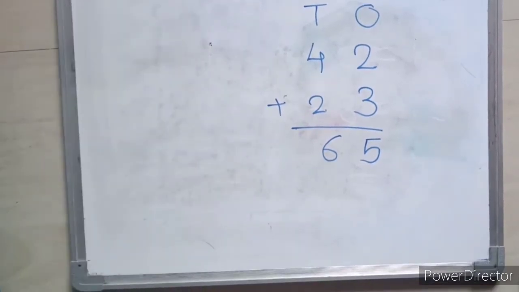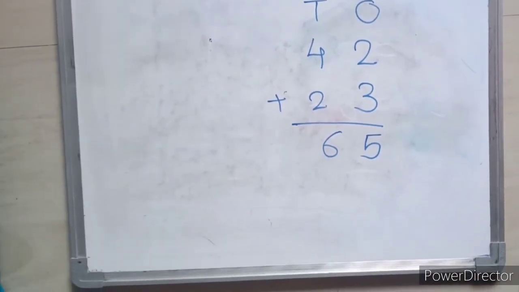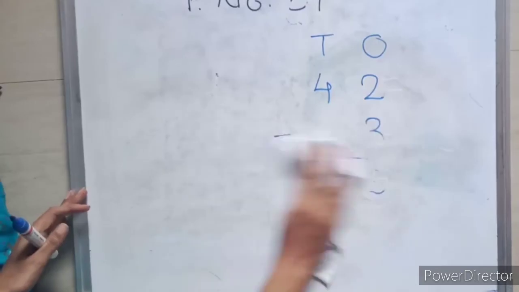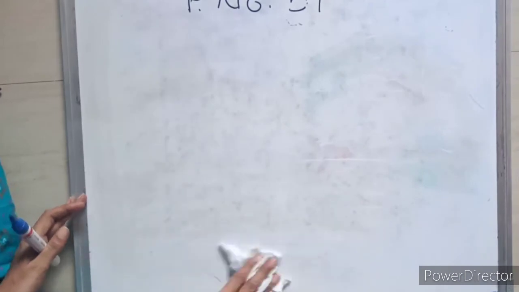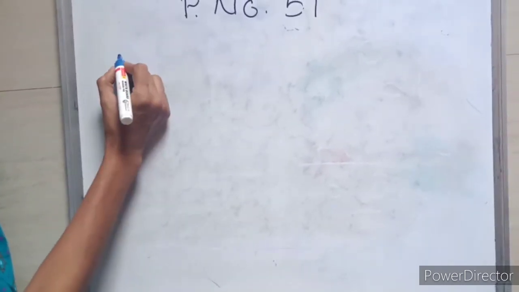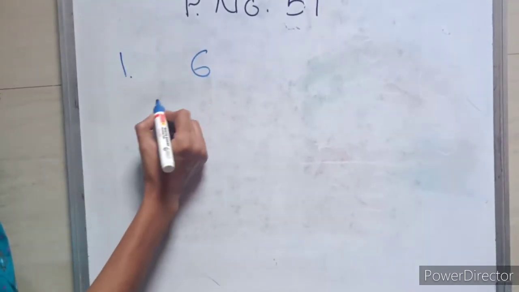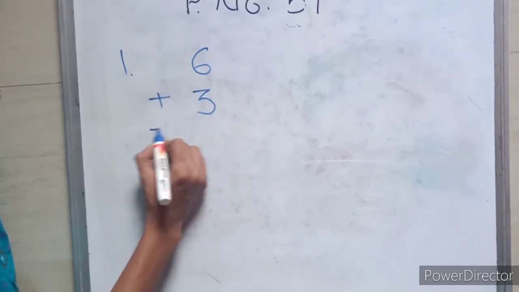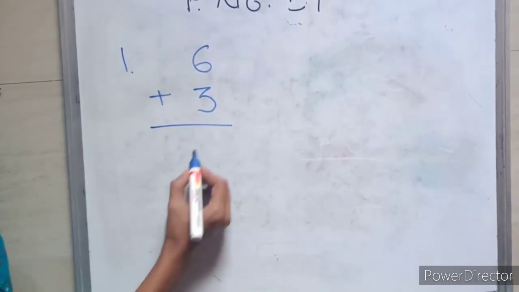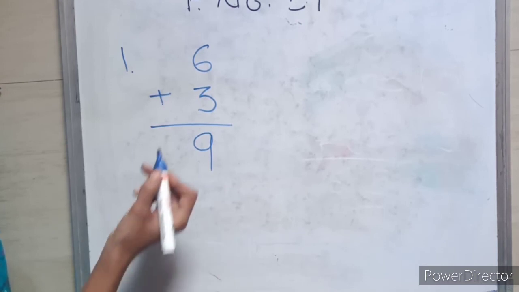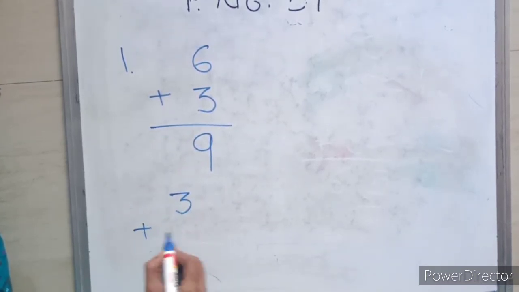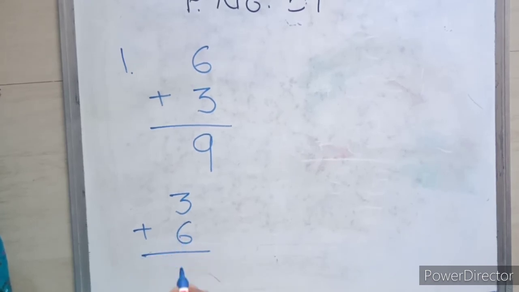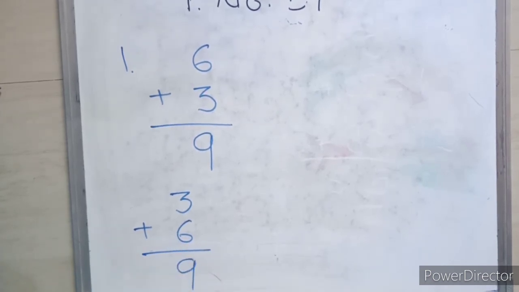One more question we will see and then you will get a clear idea of addition. Here the question is 6 plus 3, what will come? 9. The same way, if I add 3 plus 6, then also the answer will be 9.